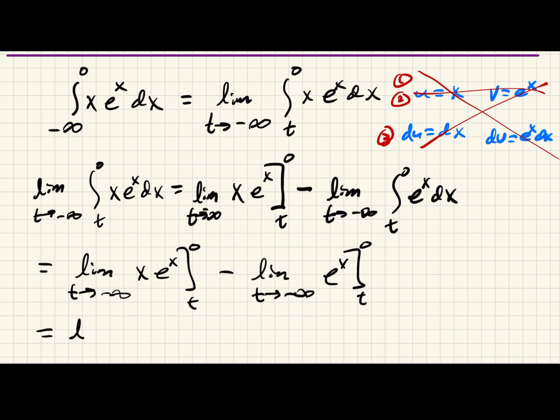Now, I'm going to have the limit as t goes to minus infinity. Now I'm evaluating this thing, but the first term is going to be 0, right? Because I'm multiplying it by 0. If x is 0, and e to the 0 is 1, then that's just 0. Minus, okay, now I've got t e to the t. Okay, minus the limit as t goes to minus infinity. Okay, so this is going to be e to the 0 minus e to the t.